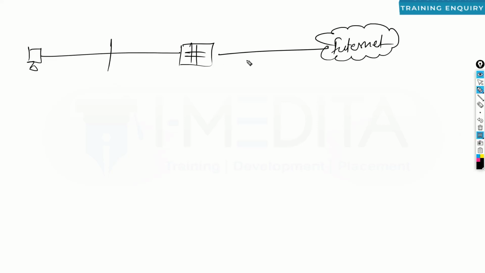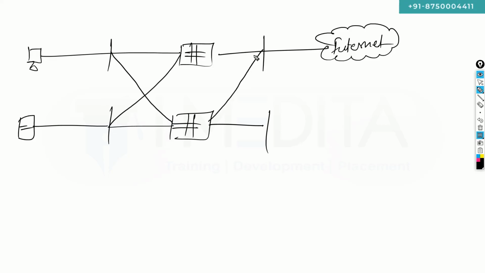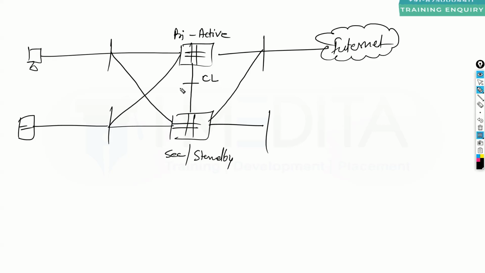Now what we can do, instead of a single firewall, is deploy two firewalls here and connect them like this. Now we will make one firewall primary and the other secondary. Primary will be active, secondary will be standby. We will also connect a dedicated link between the firewalls. This will be called your cluster link, or HA link, whatever you call it.